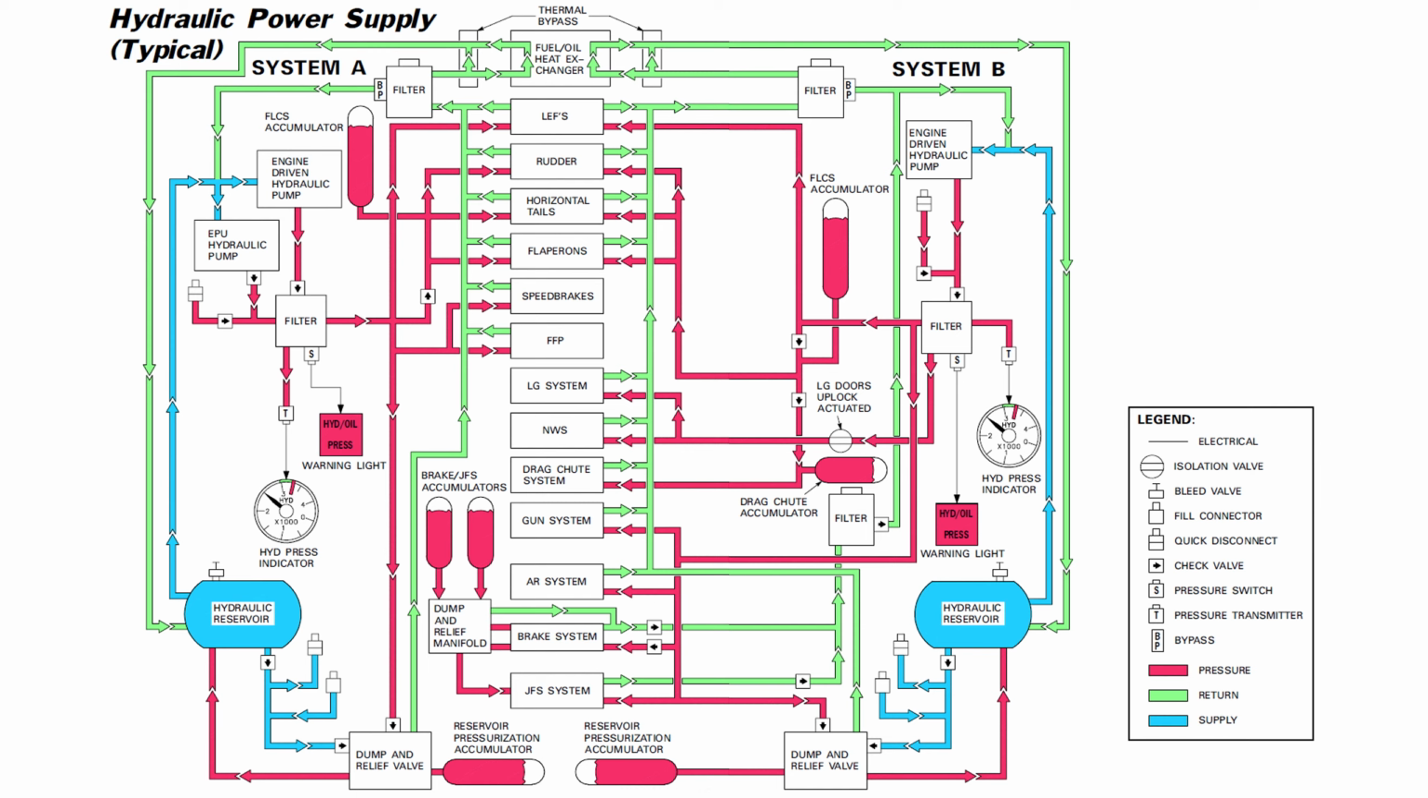If one hydraulic system fails, the remaining system provides sufficient hydraulic pressure. If both systems fail, a hydraulic pump located on the EPU provides hydraulic pressure to System A, and the FLCS accumulators provide adequate hydraulic pressure to the flight controls while the EPU comes up to speed. The hydraulic system is a dual redundant system. A and B serve critical systems which fail only if both A and B lose pressure.